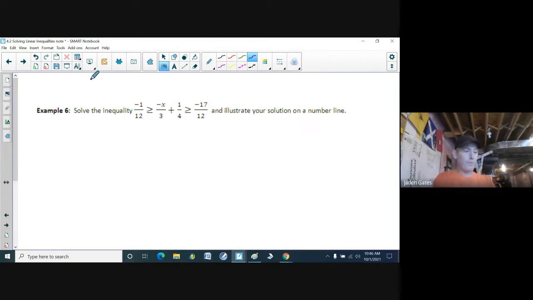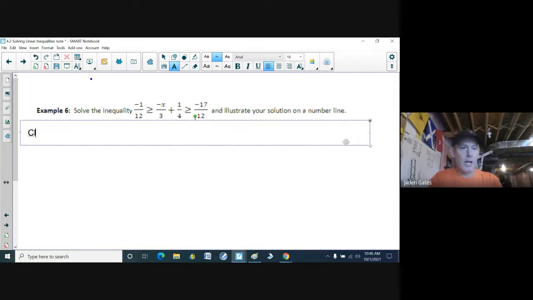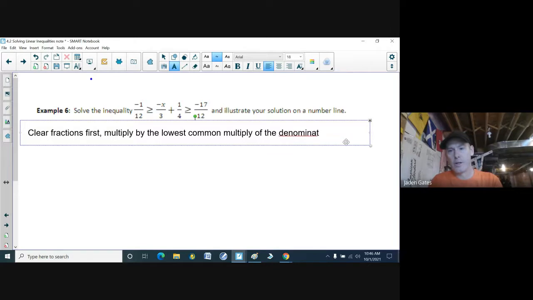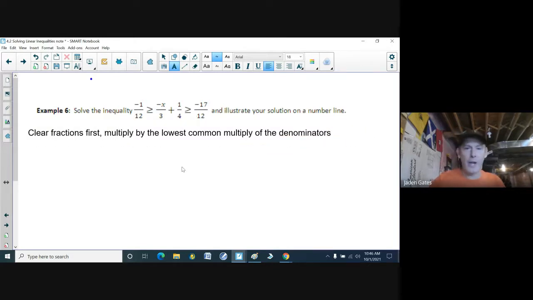All right, so first of all, we've got fractions. That's a problem, so I'm going to clear fractions first. Here's how I'm going to do it. I'm going to multiply, so it's a little grade 9 math, by the lowest common multiple of the denominators. What does that mean? That's a lot of math language. In other words, I'm going to underline the denominators first in green: 12, 3, 4, 12.